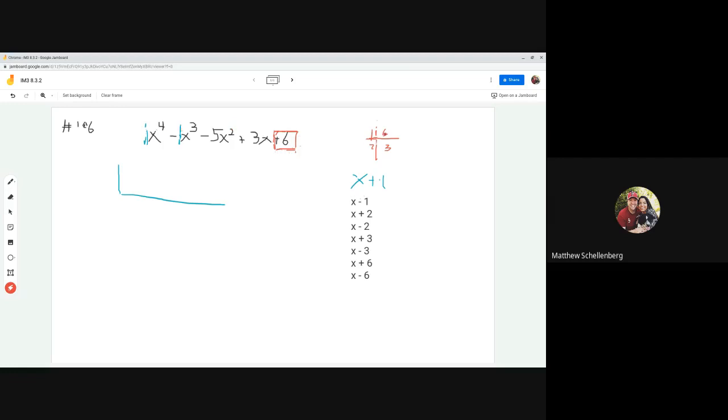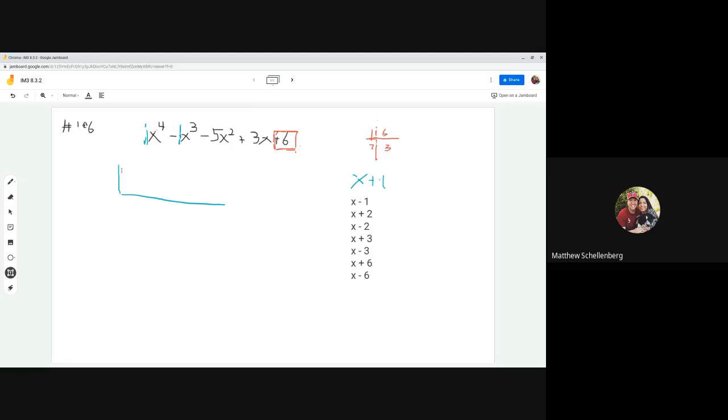Well, what are the factors of 6? There's 1, 6, 2, and 3. We don't know if it's plus or minus though, so it could be x plus 1, it could be x minus 1, it could be x plus 2, x minus 2, x plus 3, x minus 3. So you see there's a whole bunch of different ones, plus 6, minus 6. So what we're going to do is use synthetic division.